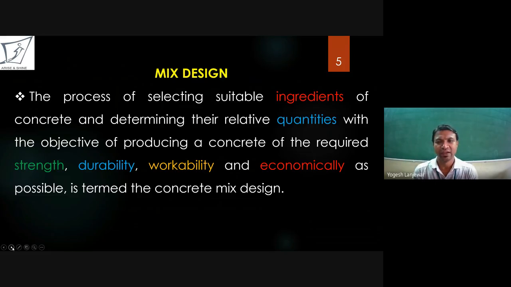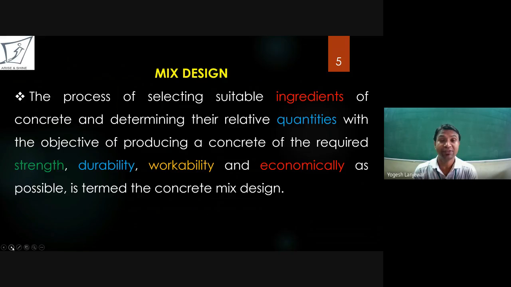Mix design can be defined as the process of selecting the suitable ingredients of a concrete. There are various ingredients in the construction industry, but concrete consists of ingredients like fine aggregate, coarse aggregate, water, and cement. Cement is used as a binding agent. The uses of fly ash, fibers, and admixture totally depend upon the requirement.